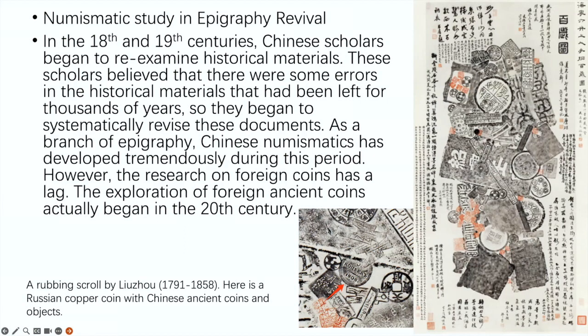So in the 18th and 19th century, Chinese scholars tried to review all the historical documents to find out the errors made by previous studies, and we call it 钱家学派, the school. And in the meantime, they also kept the tradition of examining those ancient Chinese objects, but including foreign things as well. So that's the reason sometimes we can find some foreign coins in that sort of rubbing.